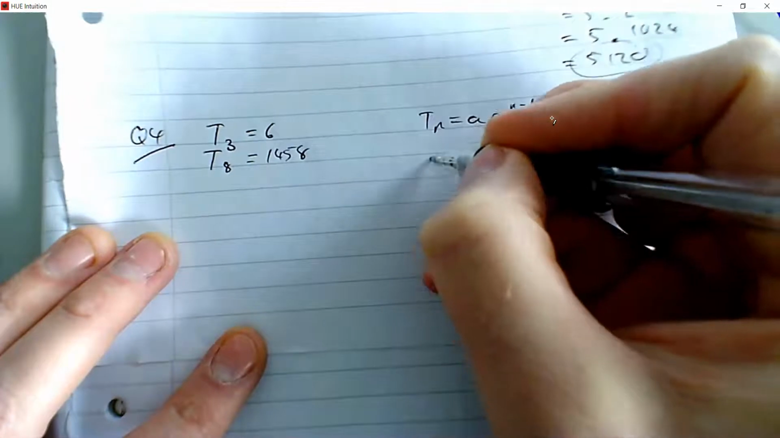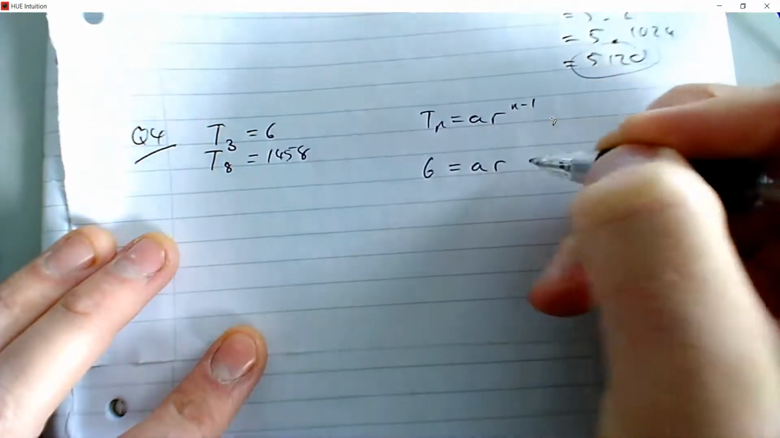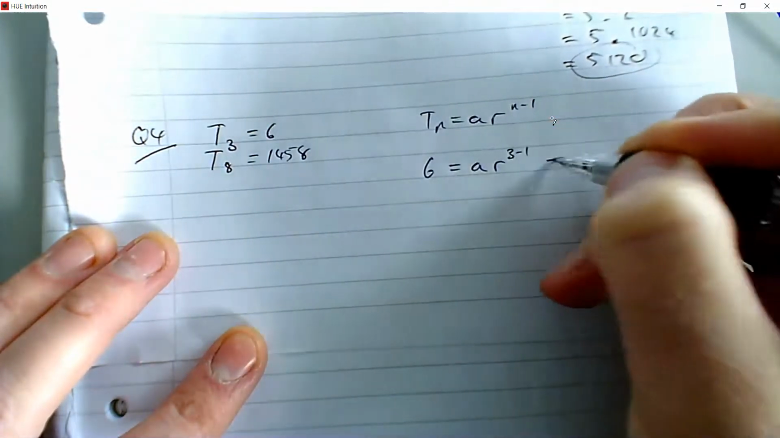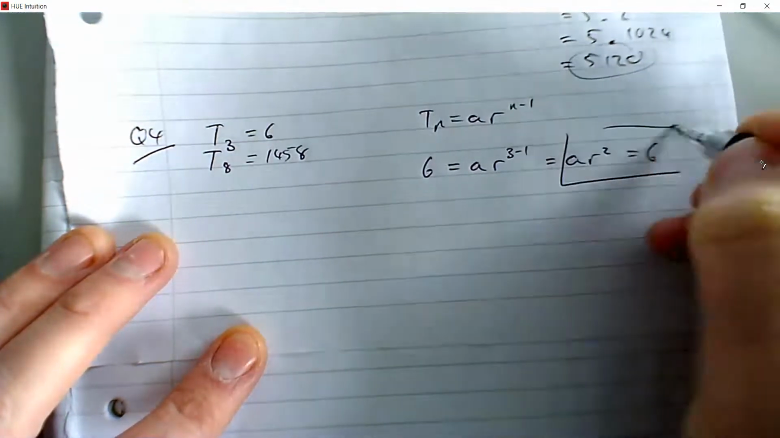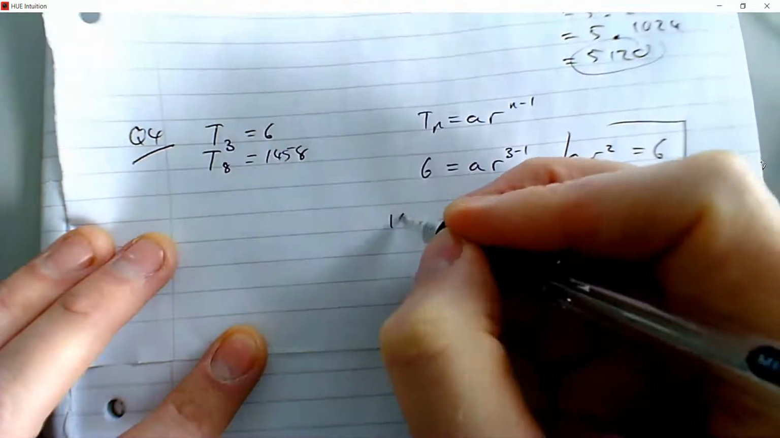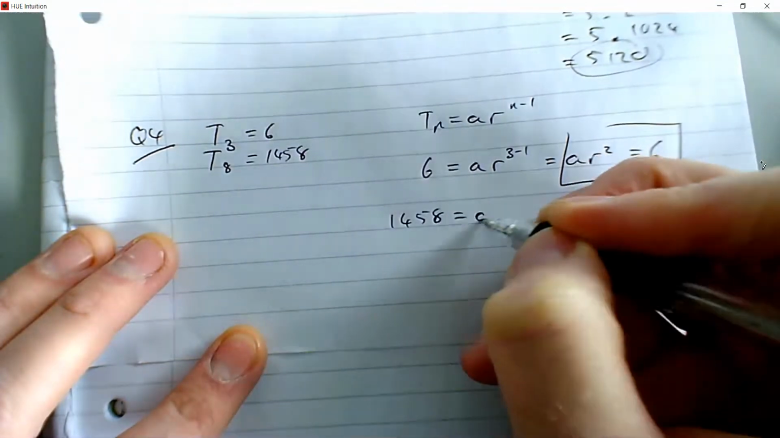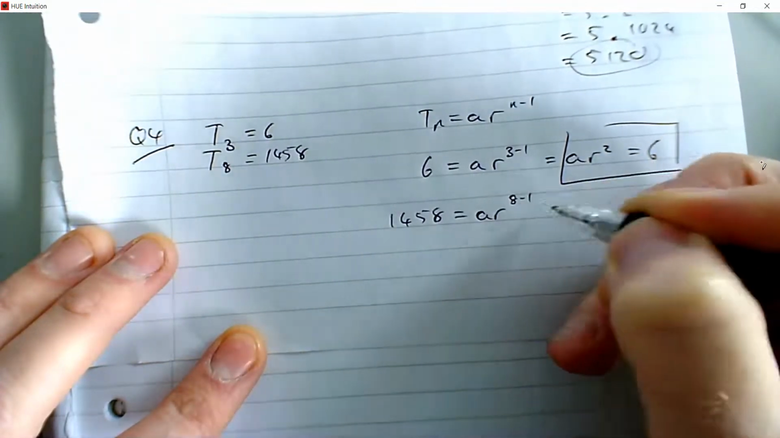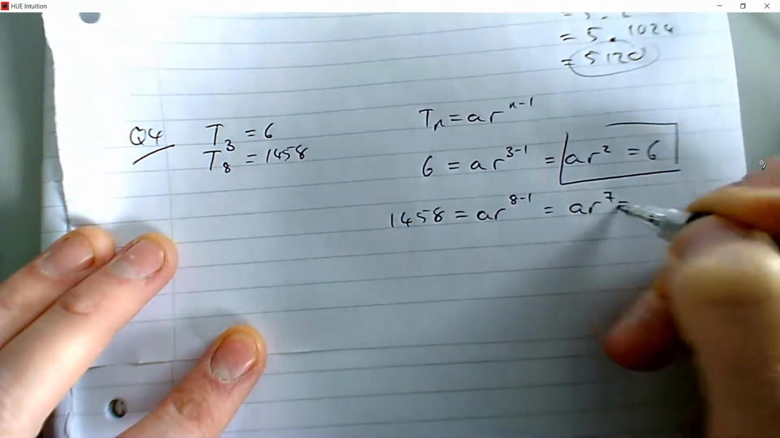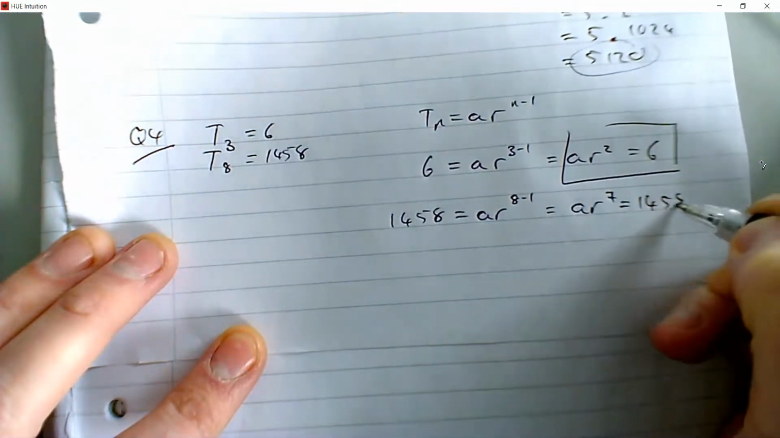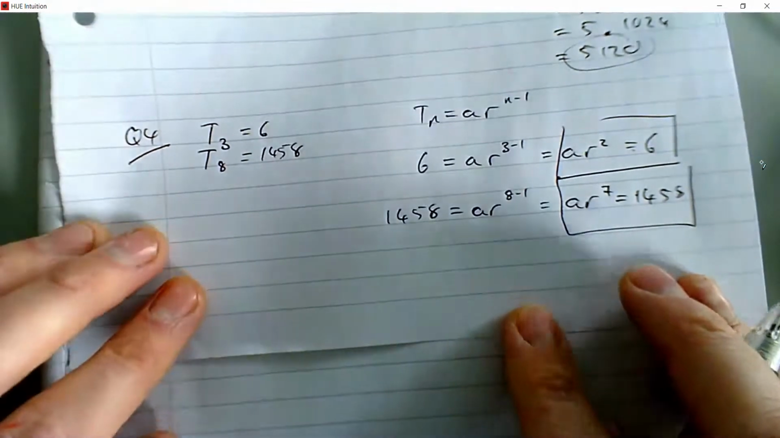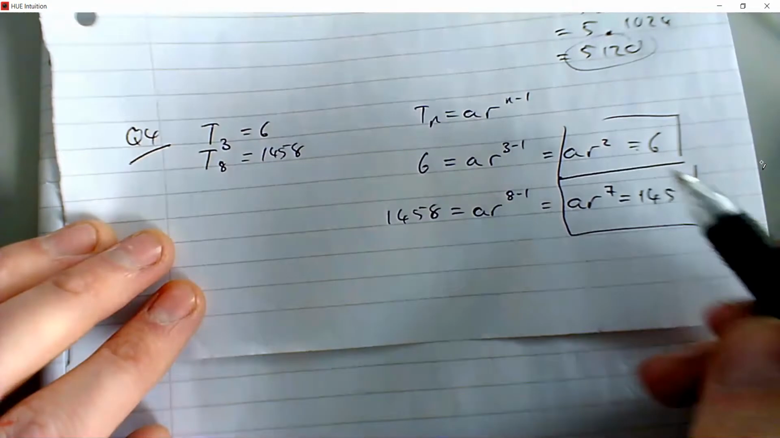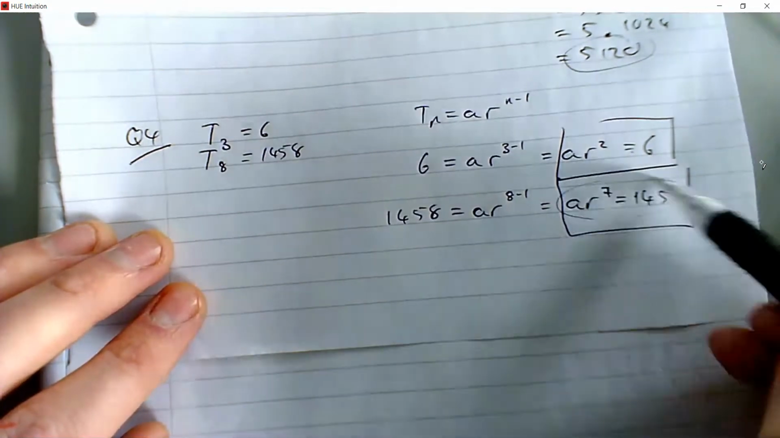I can say that 6 is AR to the power of 3 minus 1, or AR squared equals 6. And I can also say that 1458 equals AR to the power of 8 minus 1, which is AR to the power of 7 is 1458. So these are two simultaneous equations. The simplest way to solve is to divide this one by this one.